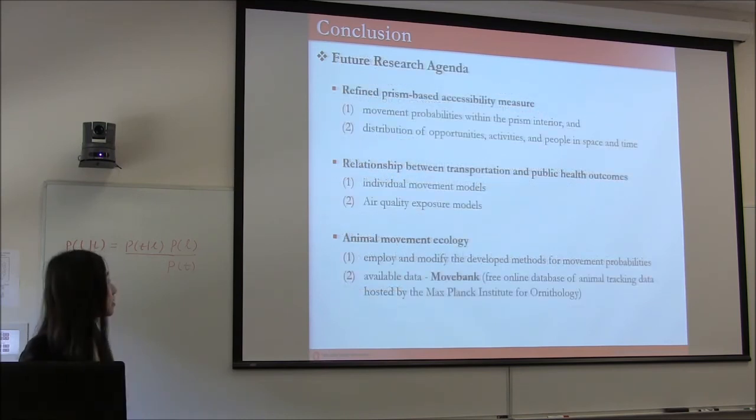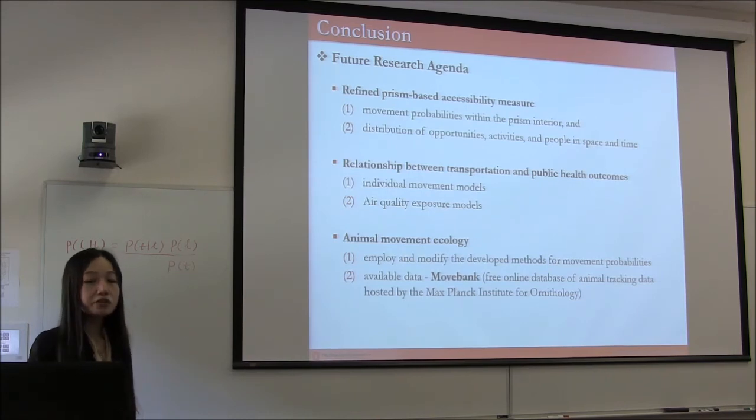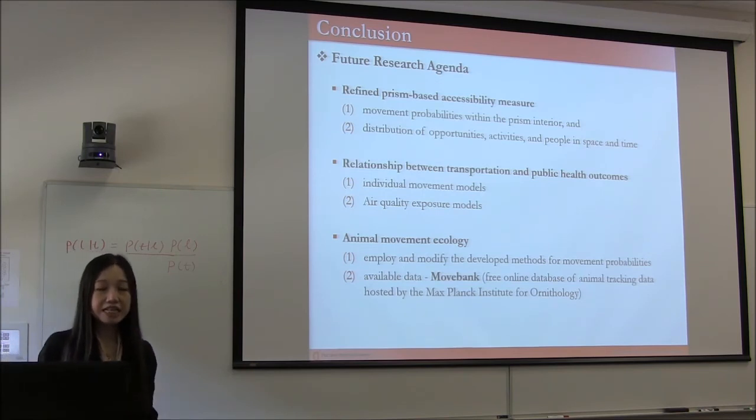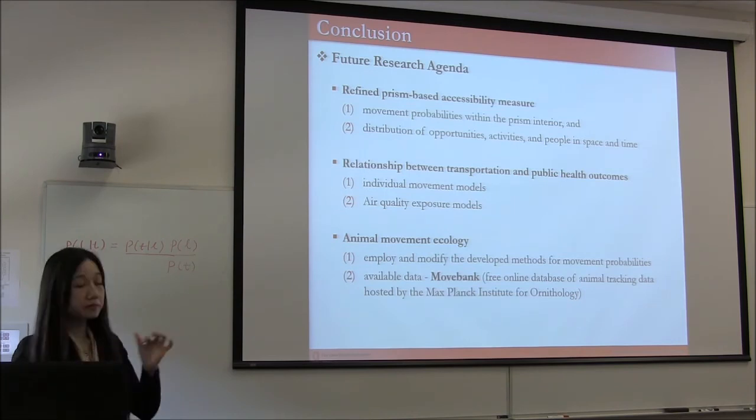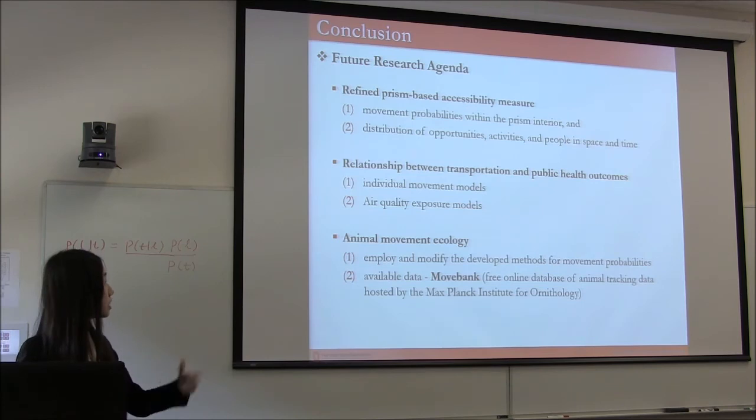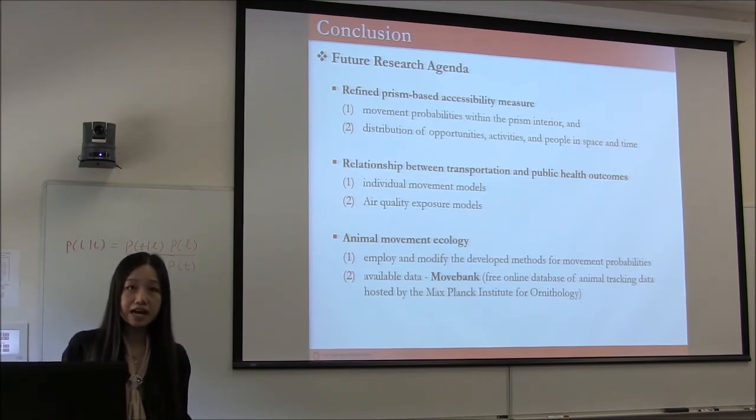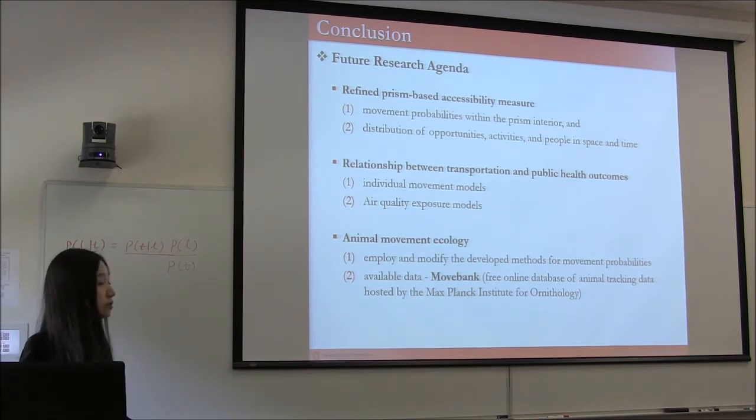There are 3 directions currently I have for the future research agenda. The first one is, based on the interior properties of the space-time prism, we can refine the currently existing prism-based accessibility measures to introduce the movement probabilities and then combine with the distribution of opportunities, activities, and people in space and time, and develop accessibility measures that are prism-based and probabilistic-based.